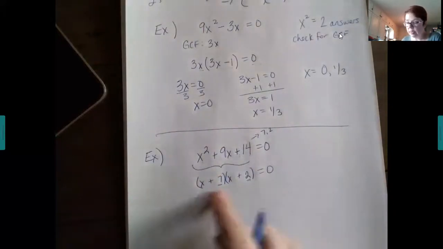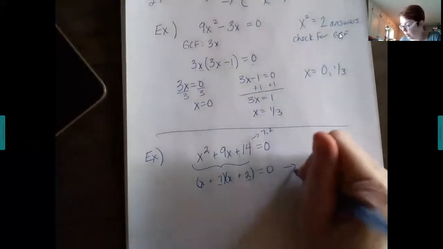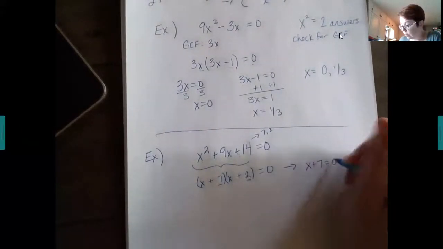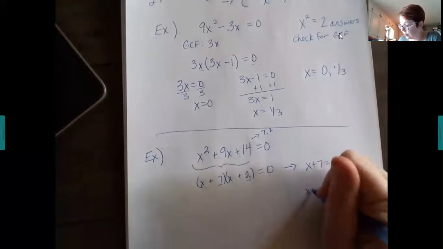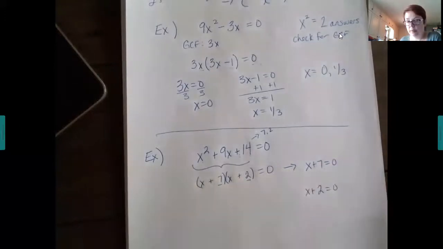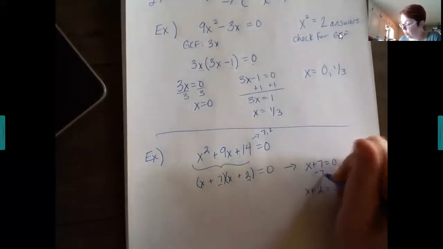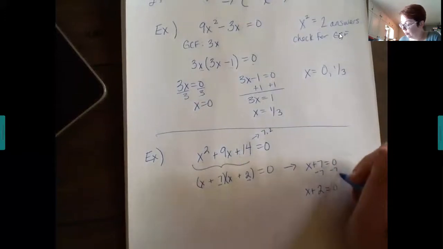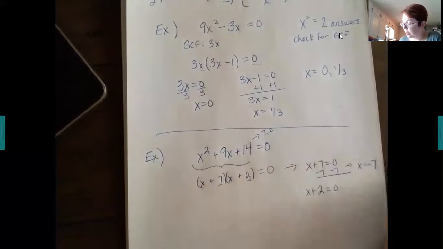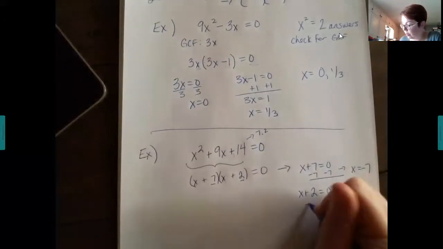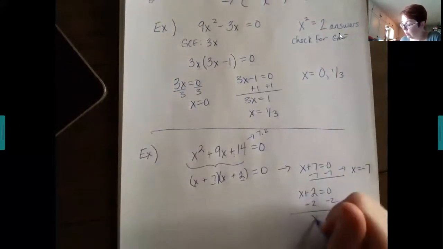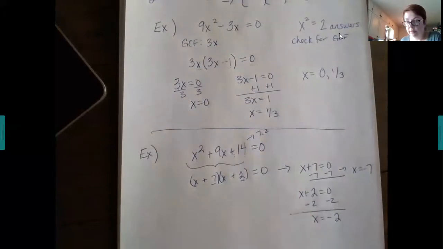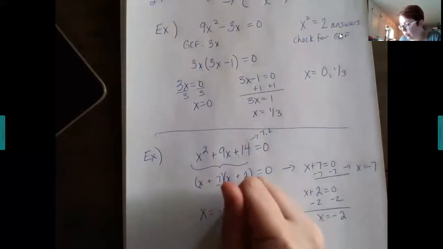So now that we've set it into factored form, I got x plus 7 equals 0 and x plus 2 equals 0. So to solve this one, we're going to subtract 7. I'm running out of room. I don't know why I set it up like this. So we get x equals -7. Subtract 2, x equals -2. So here we have our two answers.